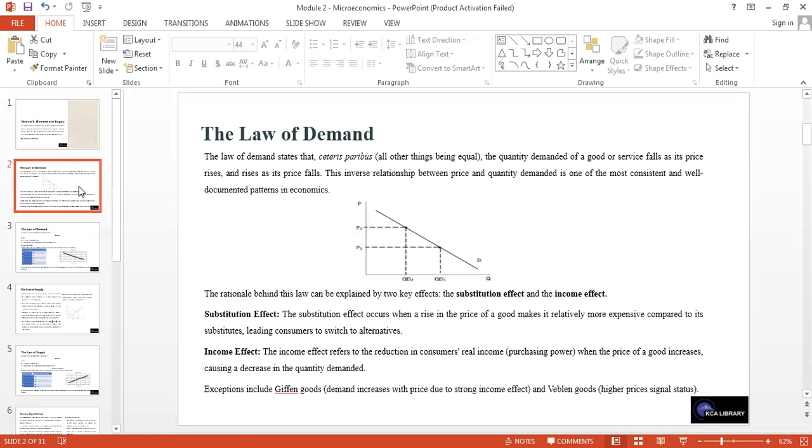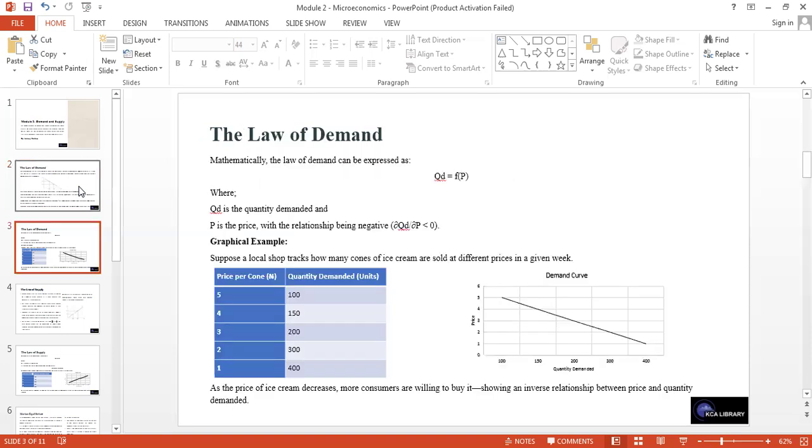Giffen goods are goods whose demand increases with price due to a strong income effect, and then with Veblen goods also, the higher price signals status. Mathematically, the law of demand can be expressed as shown, which is quantity demanded is a function of price, where QD is the quantity demanded and P is the price, with the relationship being negative.